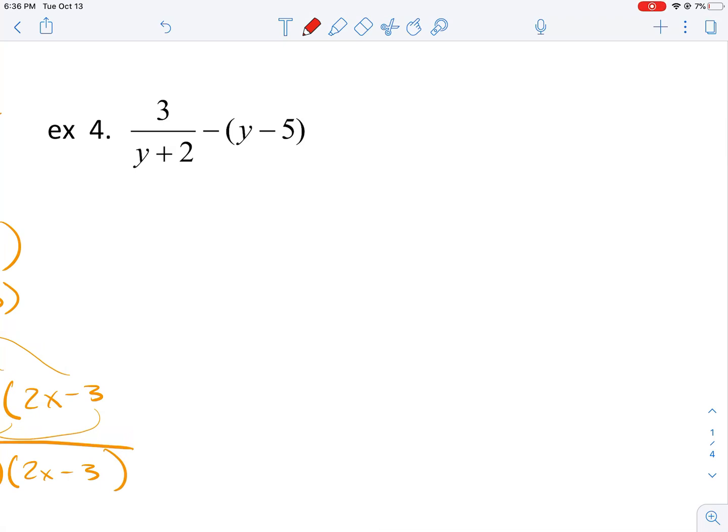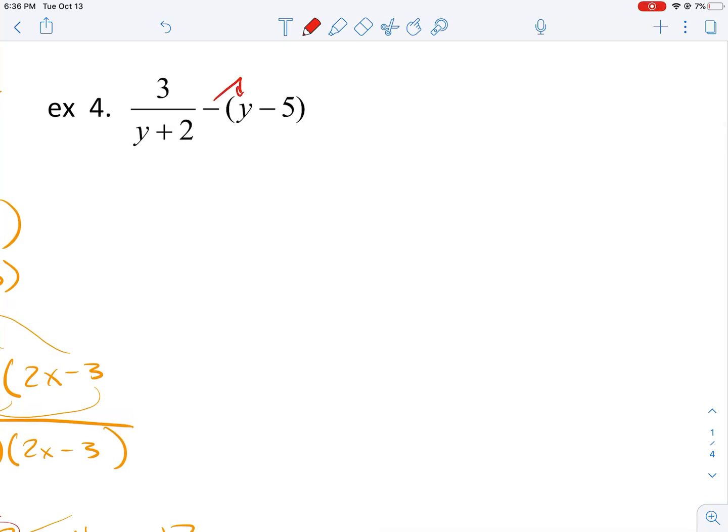Okay, example 4. Before I do anything, I'm going to distribute this negative sign. So I'm going to have a 3 over y plus 2 plus y, or negative y, I'm sorry. Actually, I'm not going to do it that way. Let's start with just putting a 1 over there. Let's just do it this way: y plus 2 minus y minus 5 over 1. So first thing we need is a common denominator, and multiply the top and the bottom by y plus 2.